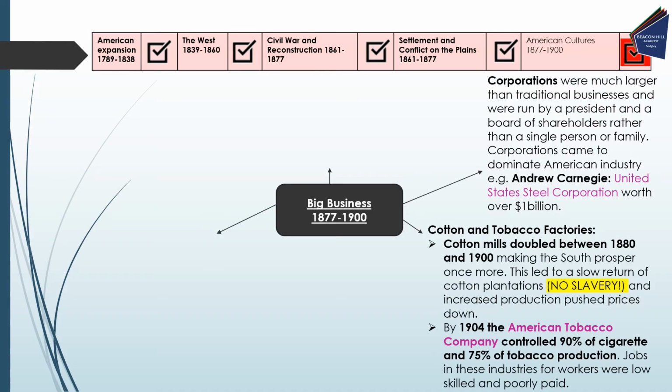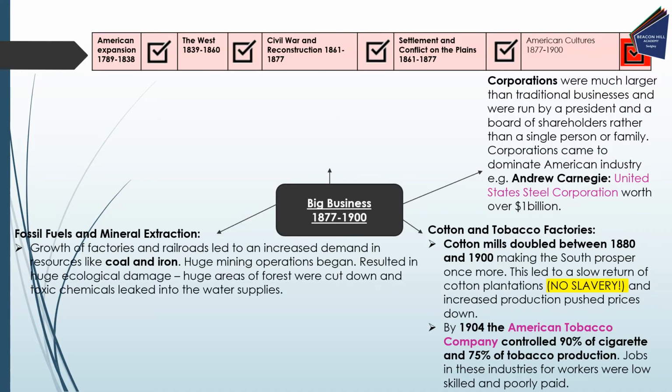And we also see by 1904 the American Tobacco Company, who controlled 90% of cigarette and 75% of tobacco production. So they pretty much almost have a monopoly over the tobacco industry within the United States. So great evidence to use in the exam. Jobs in these industries for workers were low skilled and poorly paid, but nonetheless these huge companies were making a fortune.